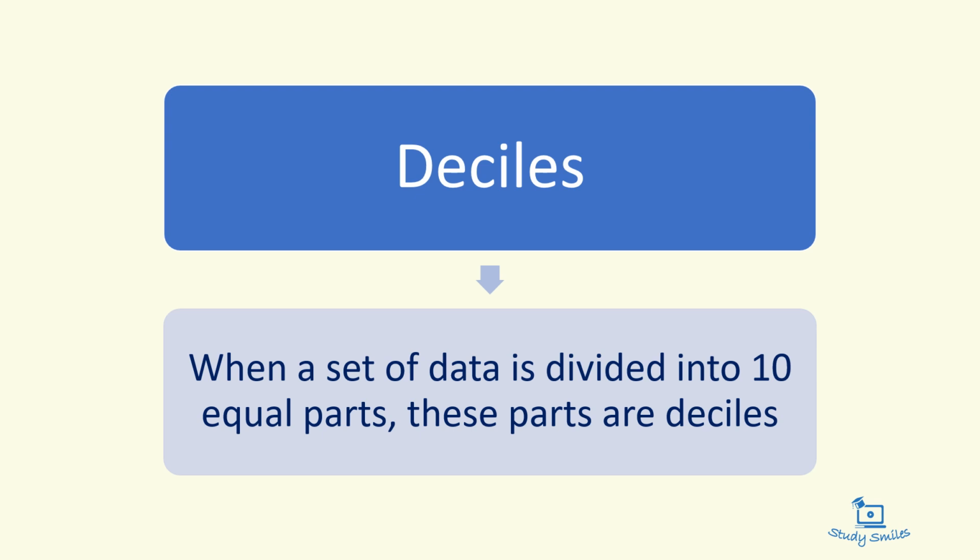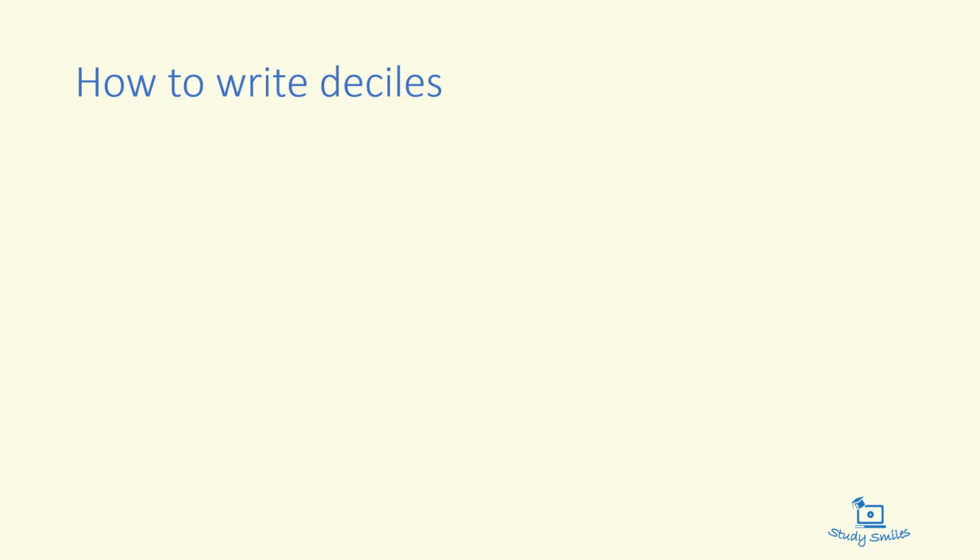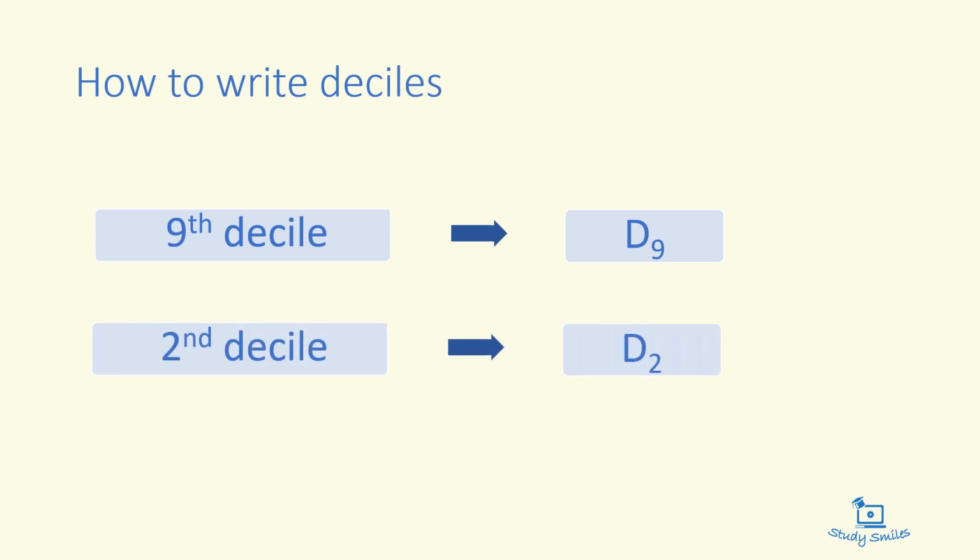Now let's move on to deciles and the interdecile range. We know that percentiles are the parts when a set of data is divided into 100 equal parts. Well, as the name suggests, deciles are the parts when a set of data is divided into 10 equal parts. We write deciles in the same format as for percentiles. So the 9th decile would be written as uppercase D, subscript 9. And the 2nd decile would be written uppercase D, subscript 2.